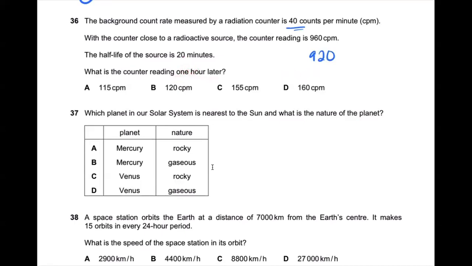So 1 hour later means 3 half-lives, so it would halve 3 times. So 920 over 2 is 460. Then this divided by 2 is 230. And then after the third half-life, if we divide it by 2 again, that would make it 115. This is just because of the source, and there's still going to be the 40 from the background. So 115 plus 40 is going to make it C. All right, so you also have to subtract it, then do the half-life calculation, and then add it back in.